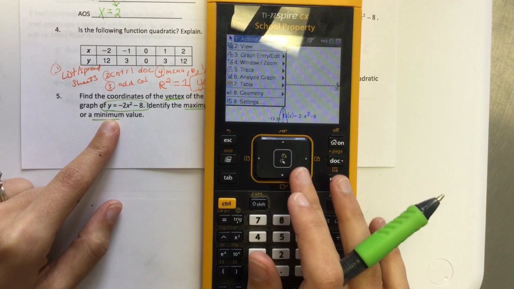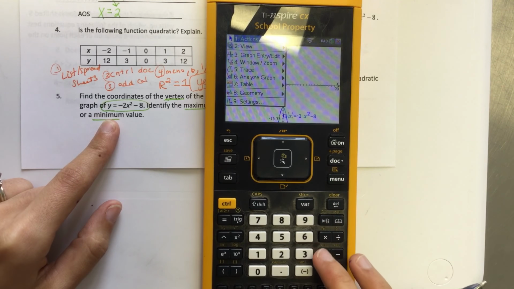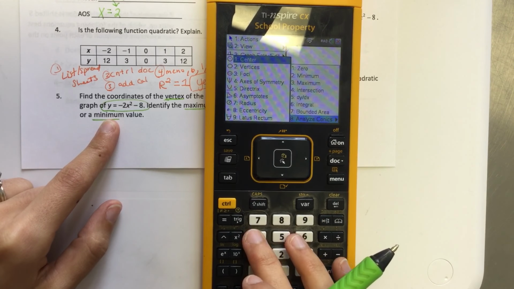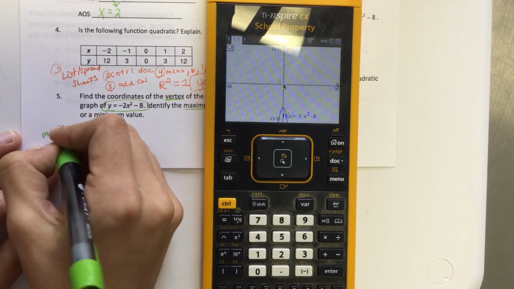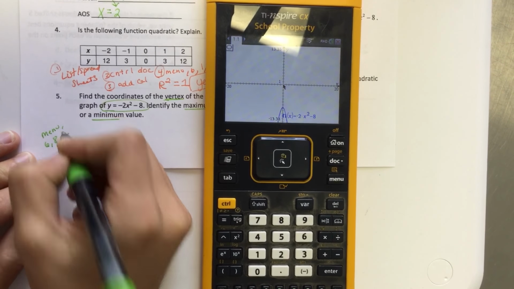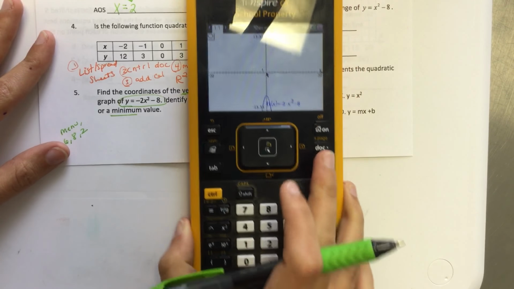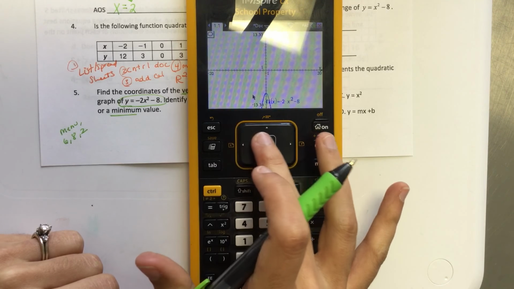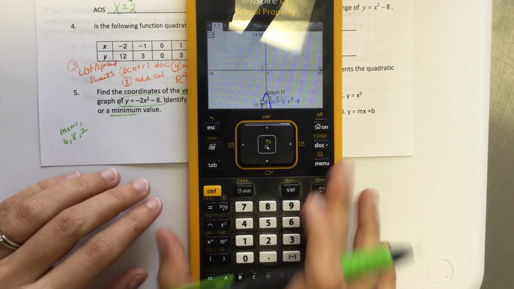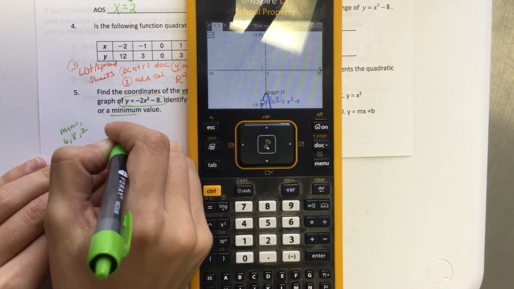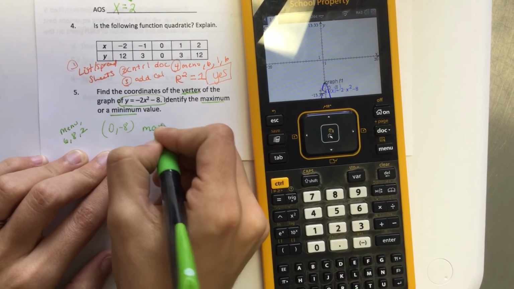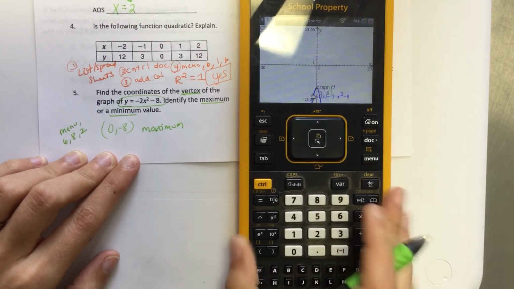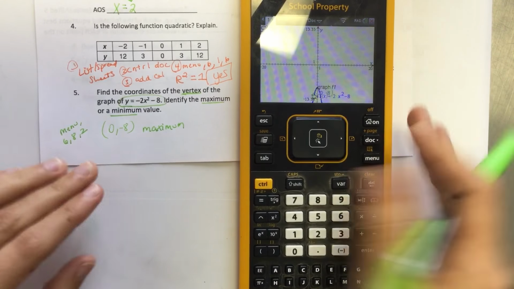So to find our vertex, it's menu 6, 8, 2. So menu 6, 8, 2 for your vertex. And you just move your mouse to the bottom, and it gives us 0, -8. And that is a maximum because it's the highest point on the graph up there.